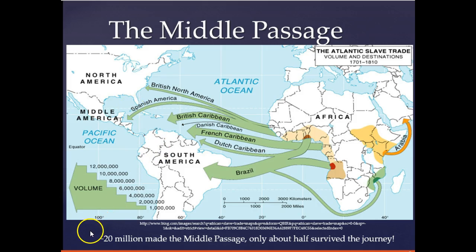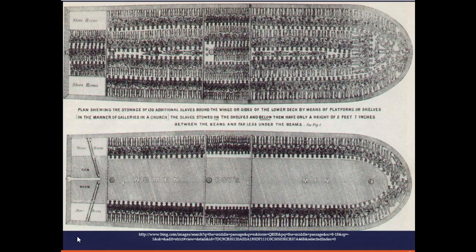About 20 million Africans were forced to make the Middle Passage, and only about half of them actually survived the voyage across the ocean. It was such a horrible voyage that many of them died along the way. Many of the slave traders treated them much more like cattle than they did human beings, and as a result, many of the Africans died on the journey.